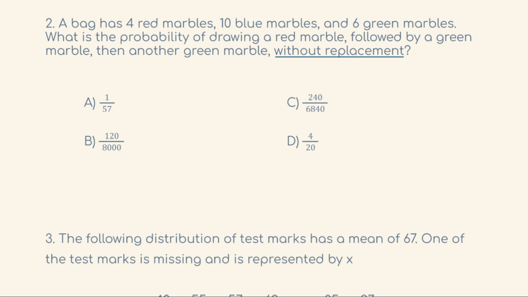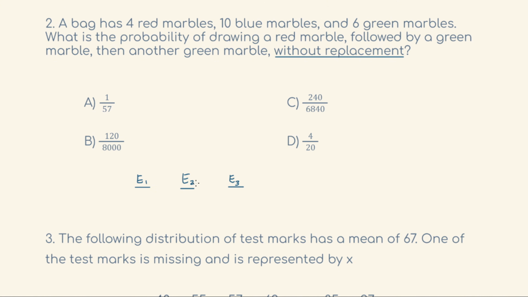So first things first, we've got 3 things going on here. First, we draw a red marble. That's, let's say, event 1, so E1, let's call that. And then we pull out a green marble. Let's say that's event number 2. And then we follow that up by another green marble. That's event number 3. So we've got 3 things going on here, and what we're going to do in this case is find the probability of each of these events happening consecutively.